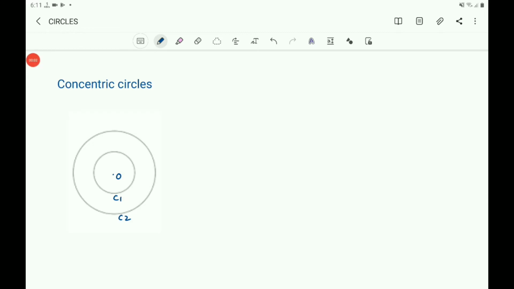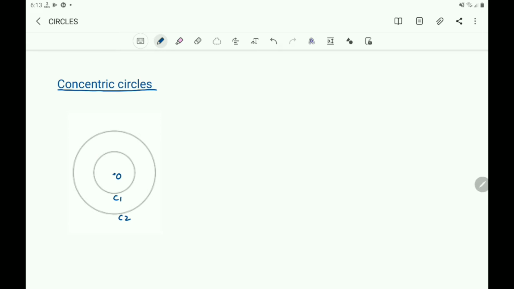Now concentric circles. You learnt about congruent circles. Now let us discuss concentric circles. What are concentric circles? Circles with the same center are called concentric circles. See the figure here. The circles with center O. There are two circles with center O, C1 and C2. C1 and C2 are circles with the same center, so they are called concentric circles.